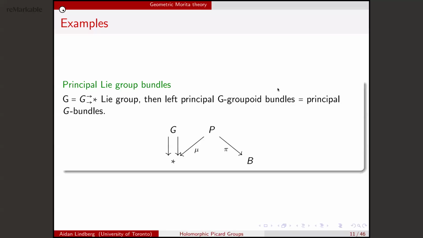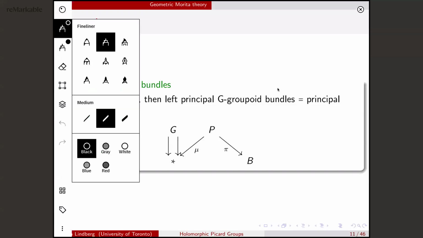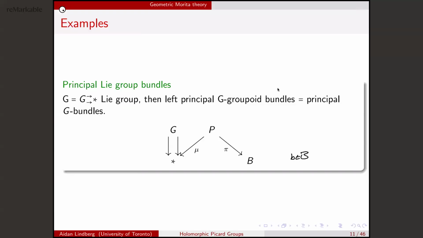If your groupoid is just a Lie group, then a left principal G groupoid bundle is just the same thing as a principal G bundle that you study in your differential geometry class. And in that case, for every b in B, we know that pi inverse of b is just a copy of the group G.